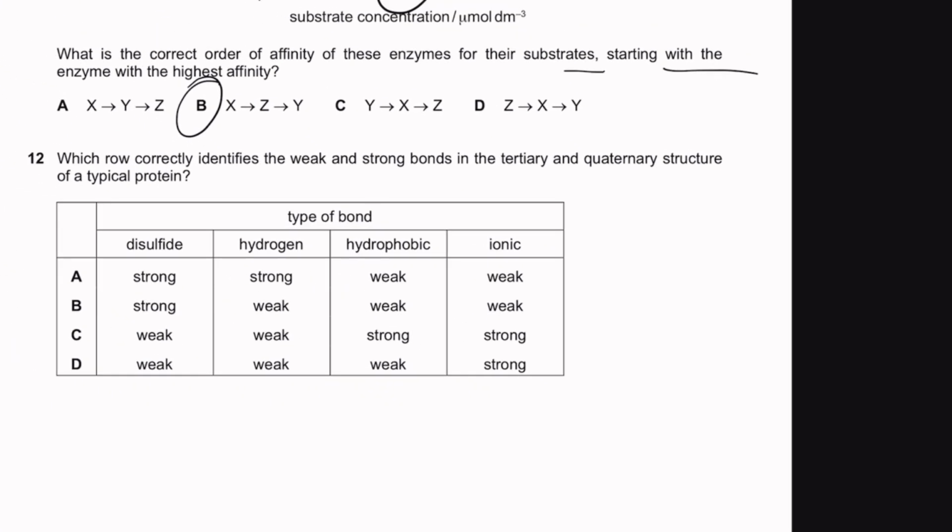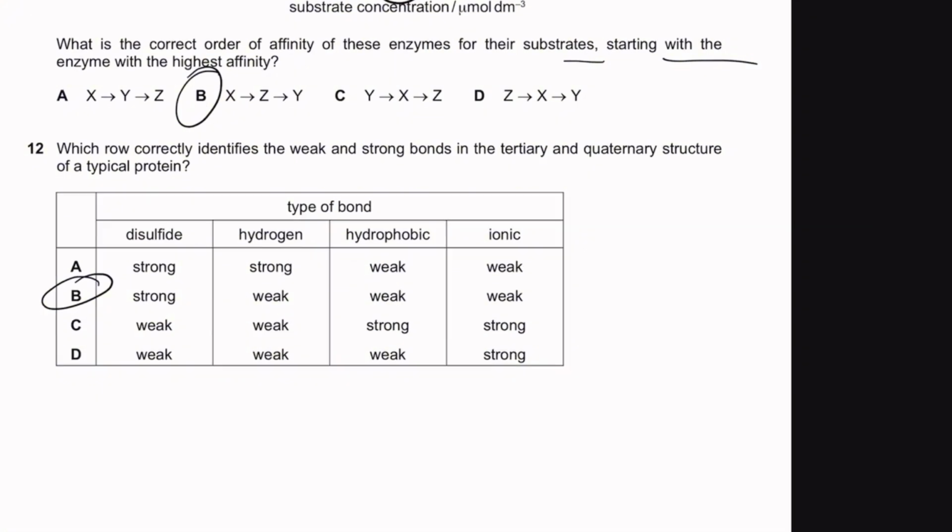Which row correctly identifies the weak and strong bonds in tertiary and quaternary structures of a typical protein? In tertiary and quaternary structures, we have the type of bond. Obviously, the strongest bond out of all of these would be disulfide bonds, and hydrogen bonds would be quite weak in comparison. We have only two options which say disulfide bonds are strong. So obviously we'd pick this one, because hydrogen bonds are never considered strong bonds.